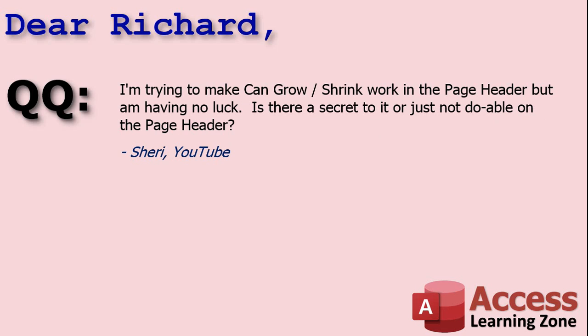Next up, Sherry via YouTube. I'm trying to make the can grow, can shrink work in the page header of a report, but I'm having no luck. Is there a secret to it or just not doable in the page header? Nope, sorry. The page header and footer in a report does not have a can grow, can shrink property. Any objects that you put in there are of a fixed height. If you want them to grow and shrink, you'll have to use the report header and footer. Okay, sorry about that.